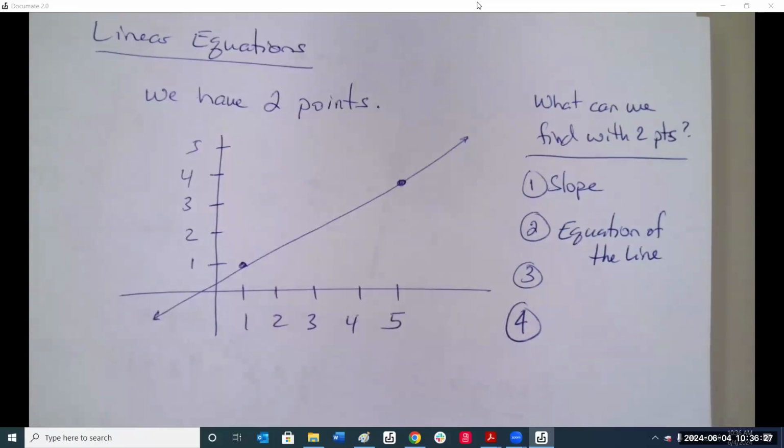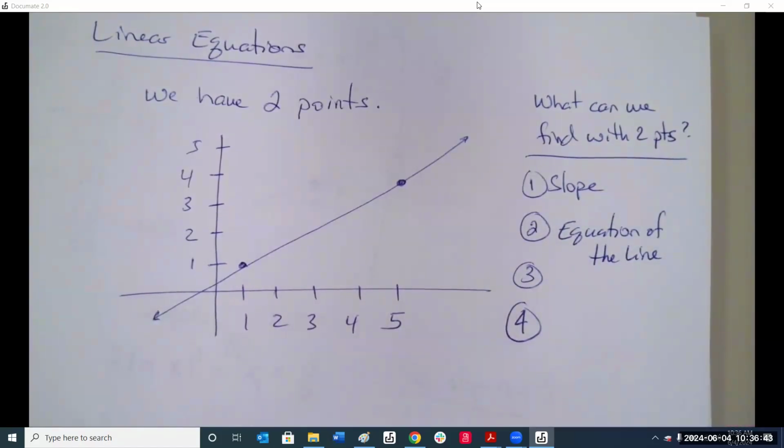Because just by the 2 points, we can't find the intercepts. We have to first find the equation of the line, then use that to find the intercepts. So it's an intermediary point. But yes, eventually we find it. So we can find the equation of the line connecting those two dots.